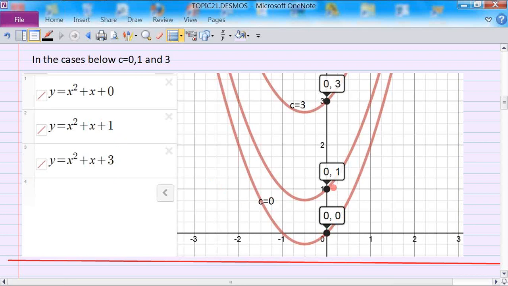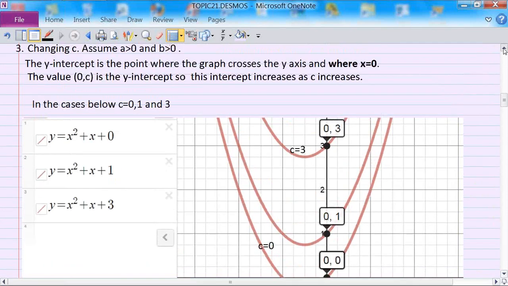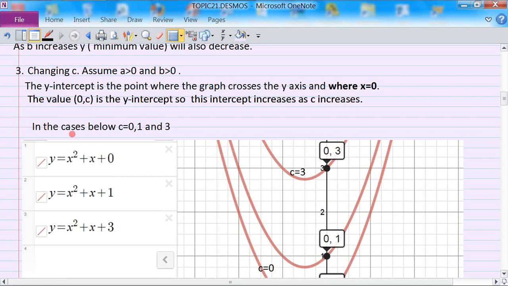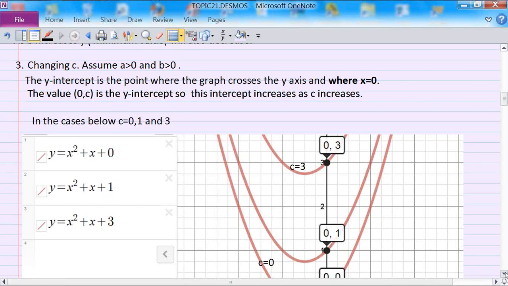Here it's 1, and here is 3. So what happens is, as c increases, the y-intercept increases.